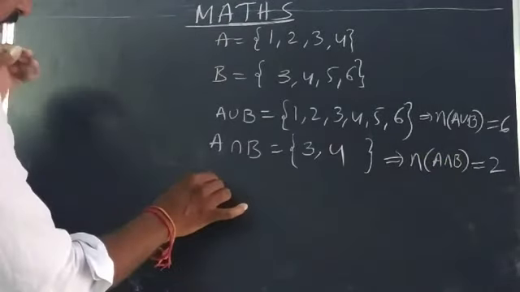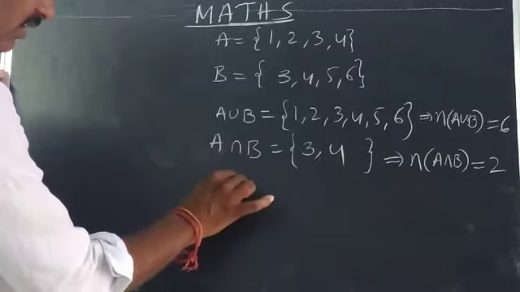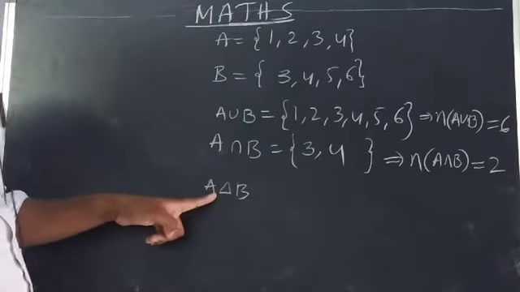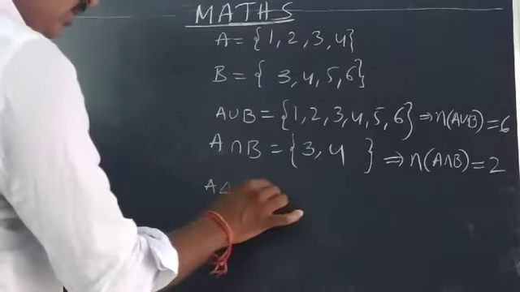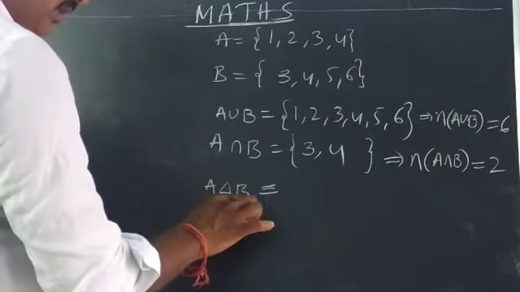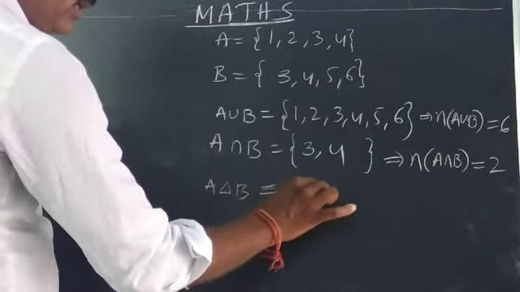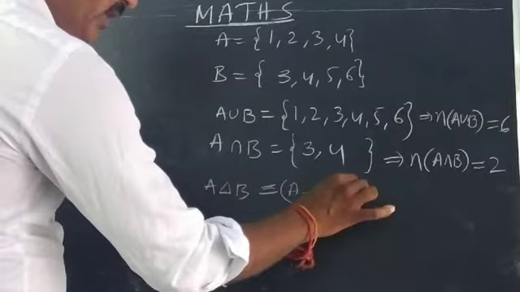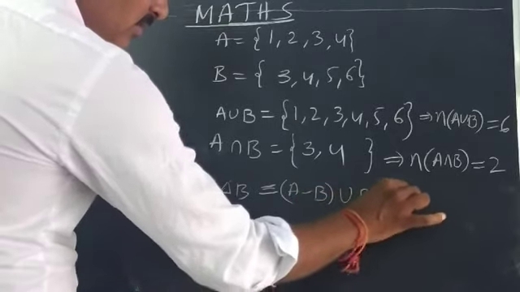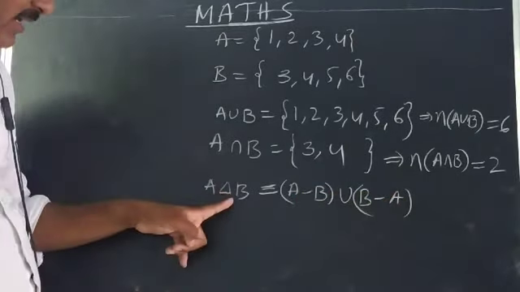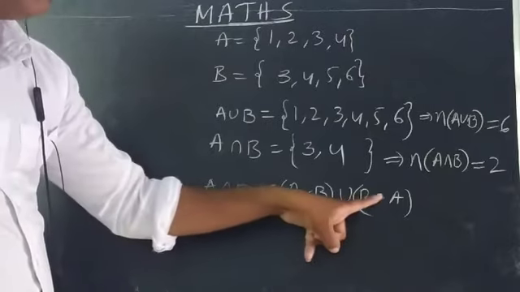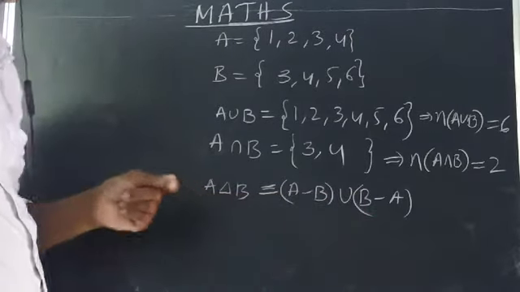Now I am going to find the number of elements in A symmetrical difference B. We know the definition of A symmetrical difference B. What is the definition? A symmetrical difference B is nothing but A minus B union B minus A. Okay. So to find this set, we need the A minus B set and the B minus A set, and after that find the union.